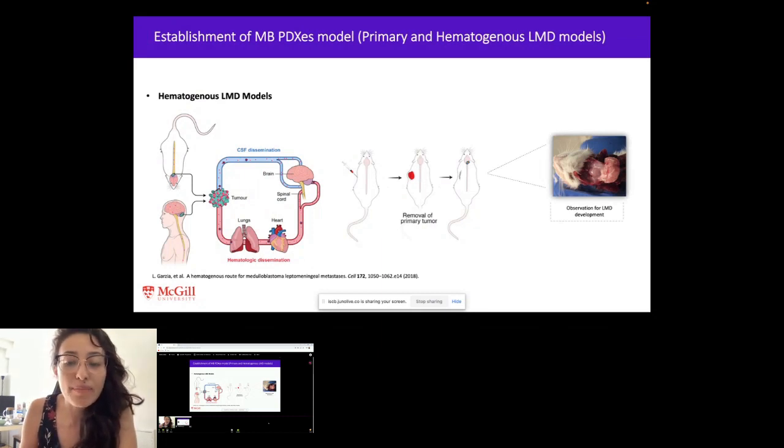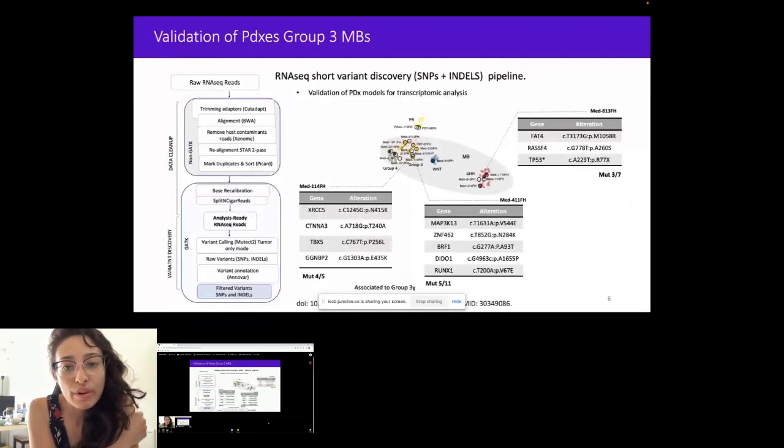So that makes sense, because it is coming from the hematogenous route, and we can see here all the spread of the metastasis. So we conduct the same analysis: we extract this metastasis sequence and perform bioinformatic analysis.